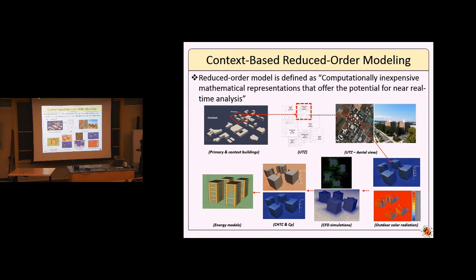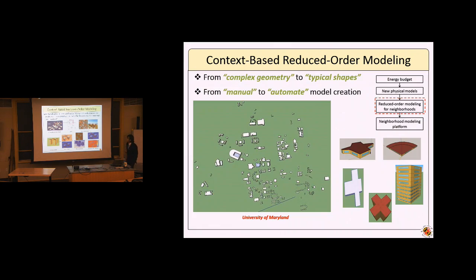So let me put this together. I would say context-based reduced order modeling. One could ask, what is reduced order? I would use the terminology coming, I think, from Stanford: a computationally inexpensive mathematical representation that offers potential for real-time analysis. I won't go through the details here, but I would say starting from the neighborhood, considering all of these aspects, airflow modeling, solar, incorporating that into the model, and then getting the energy consumption of the building. So that's my vision that could happen for this study.